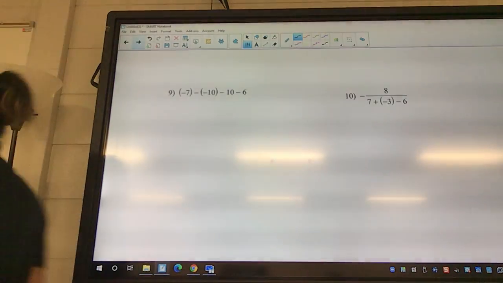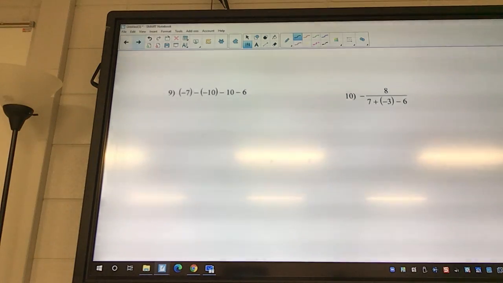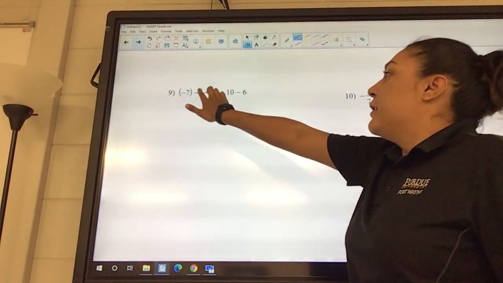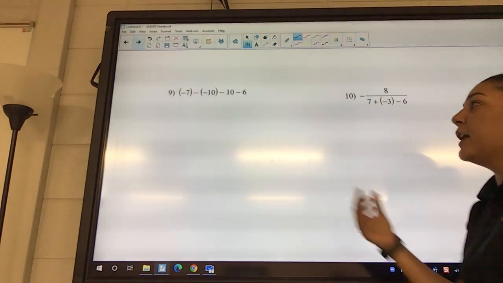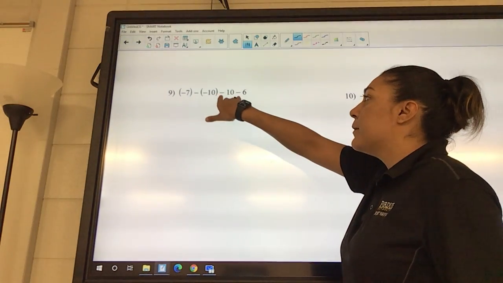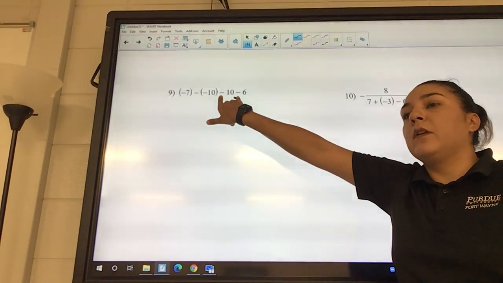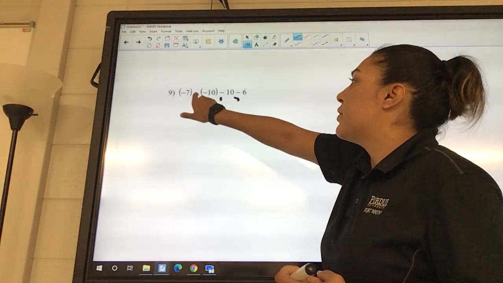Okay, number 9. What do we need to do first? The parentheses. And what does a minus mean? It means addition, but some of you were doing, see how this minus and this minus, by the 10 and 6? Some of you, I don't really know what you were doing. You're trying to turn that into a plus. The minus has to be right next to each other.